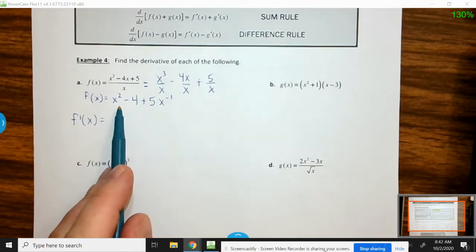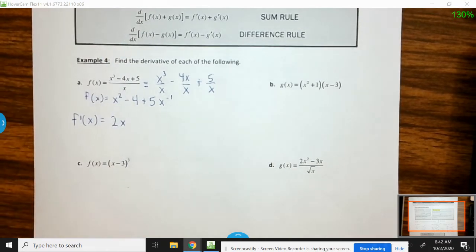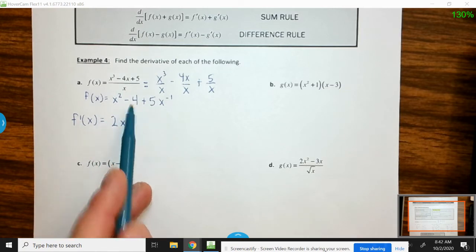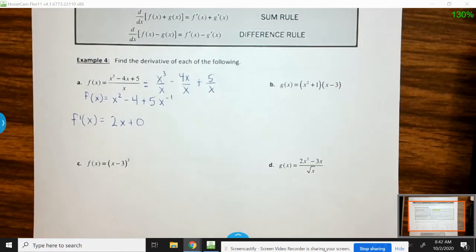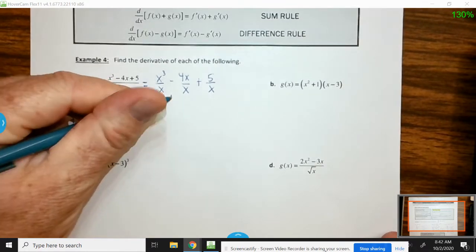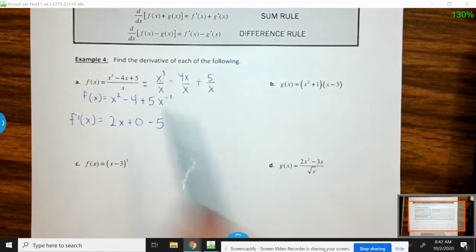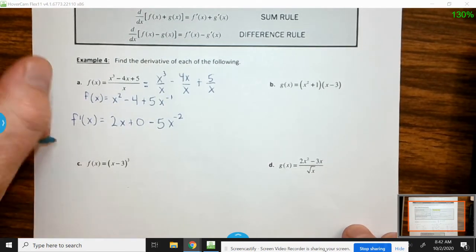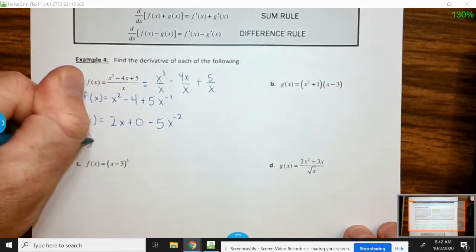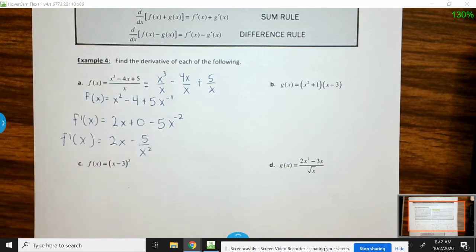Well, we just apply the power rule to x squared. The derivative of x squared is 2x, right? The derivative of negative 4 is 0, right? And the derivative of 5x to the negative first is negative 5, right? Because I multiply negative 1 times 5 to get negative 5. And then it's x to the negative second. And rewriting that again, I would end up with 2x, get rid of that 0, minus 5 over x squared. All right, so that's our final answer.